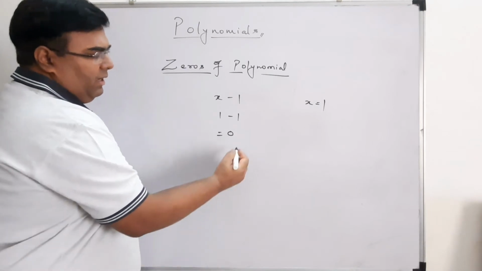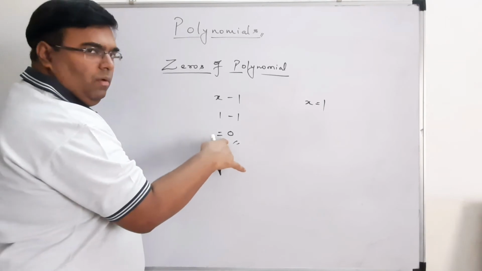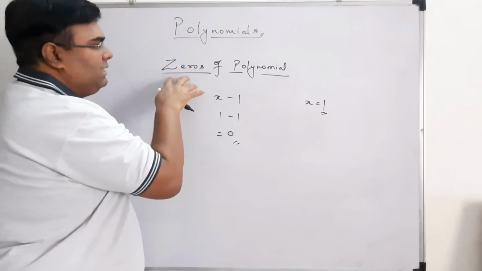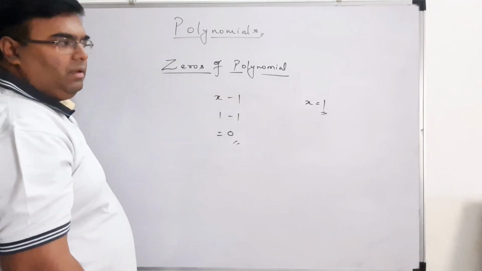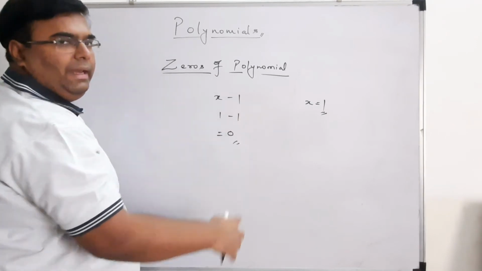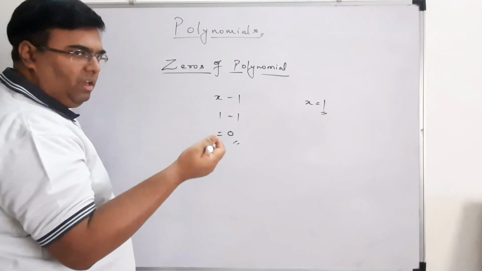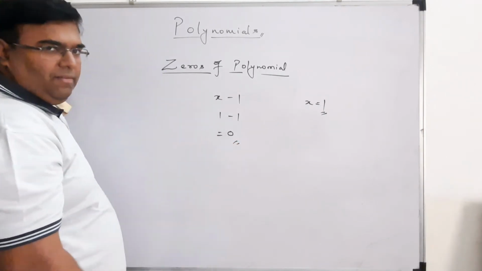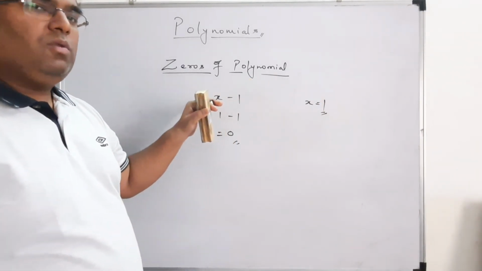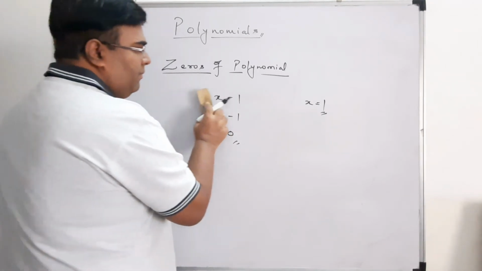So if we get value of the polynomial as 0 after putting the value of x, we call this value of the variable as zeros of polynomial, right? So we can call 1 is my 0 of x minus 1. So after putting the value of that variable, if we are getting 0 as my value of the polynomial, this number is called as zeros of the polynomial. Okay, let us take another example.